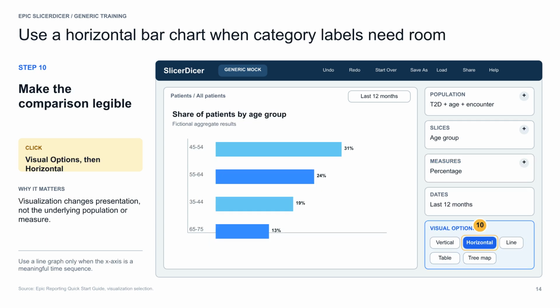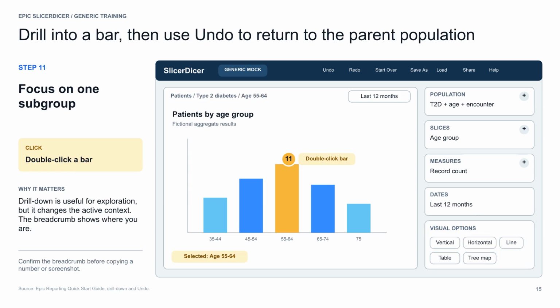If your labels feel crowded, adjust your visual options. Changing to a horizontal bar chart often makes the comparison much more legible for the reader while keeping the underlying data intact. Finally, remember that you can drill into any bar by double-clicking it to focus on a specific subgroup. If you need to return to your parent population, simply use the Undo button in the toolbar.